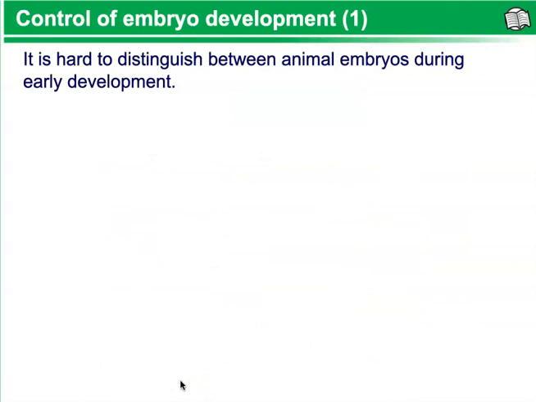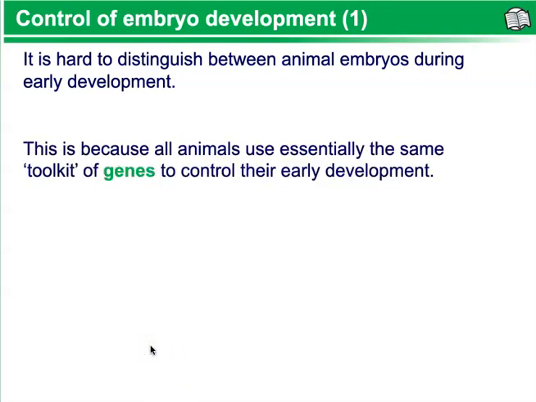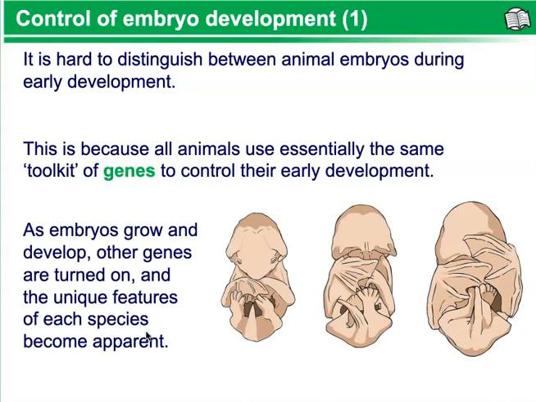Control of embryo development. It is hard to distinguish between animal embryos during early development. This is because all animals use essentially the same toolkit of genes to control their early development. As embryos grow and develop, other genes are turned on, and the unique features of each species become apparent. This series of pictures shows the development of a bat embryo at different stages along its development.